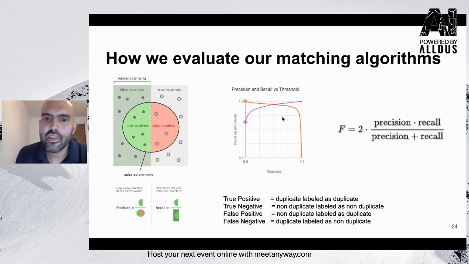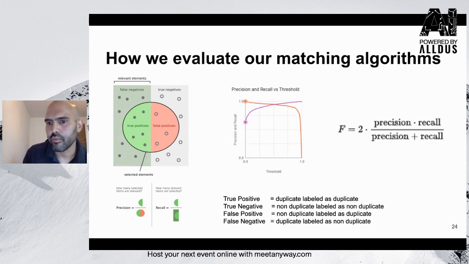We evaluate our matching algorithms using metrics of precision and recall and the F1 measure. So different use cases require us to optimize for precision or for recall. So we currently balance these trade-offs, and we usually use the F1 measure, which is a metric that balances the precision and recall, as in using the harmonic mean of these two metrics. We cannot get a high F1 measure if precision is high but recall is low, and vice versa. Both of these metrics have to be close to one for the F1 measure to be one.